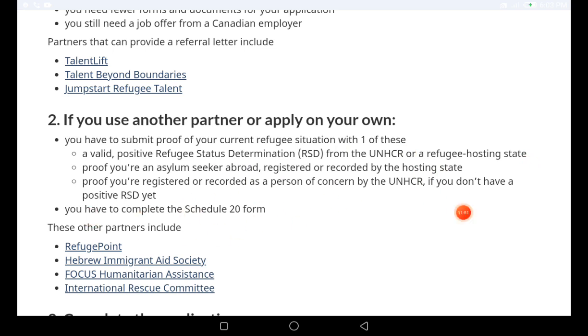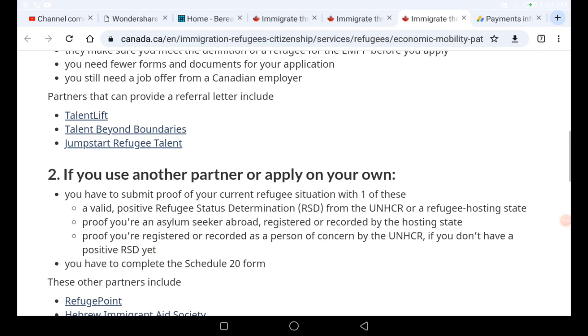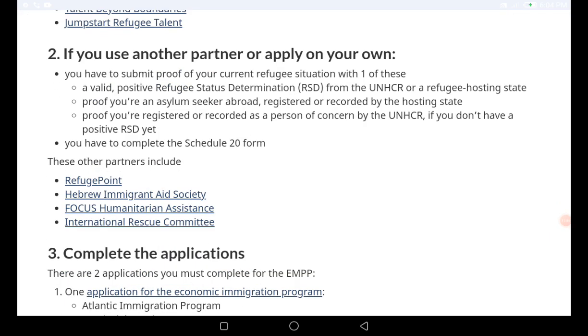The other partners include, but are not limited to, which means the partners are not limited to the three that we've seen above, the Refugee Point, the Hebrew Immigrant Aid Society, the Focus Humanitarian Assistance, the International Rescue Committee. Okay, after you find the partner that you want to use that is going to help you apply into this program, I will say you should use the partner to apply into the program, because it is even written there that this will make the process easier for you. But if it's something that you can do yourself, then I'm going to drop the link in the description of this video so that you can proceed yourself.